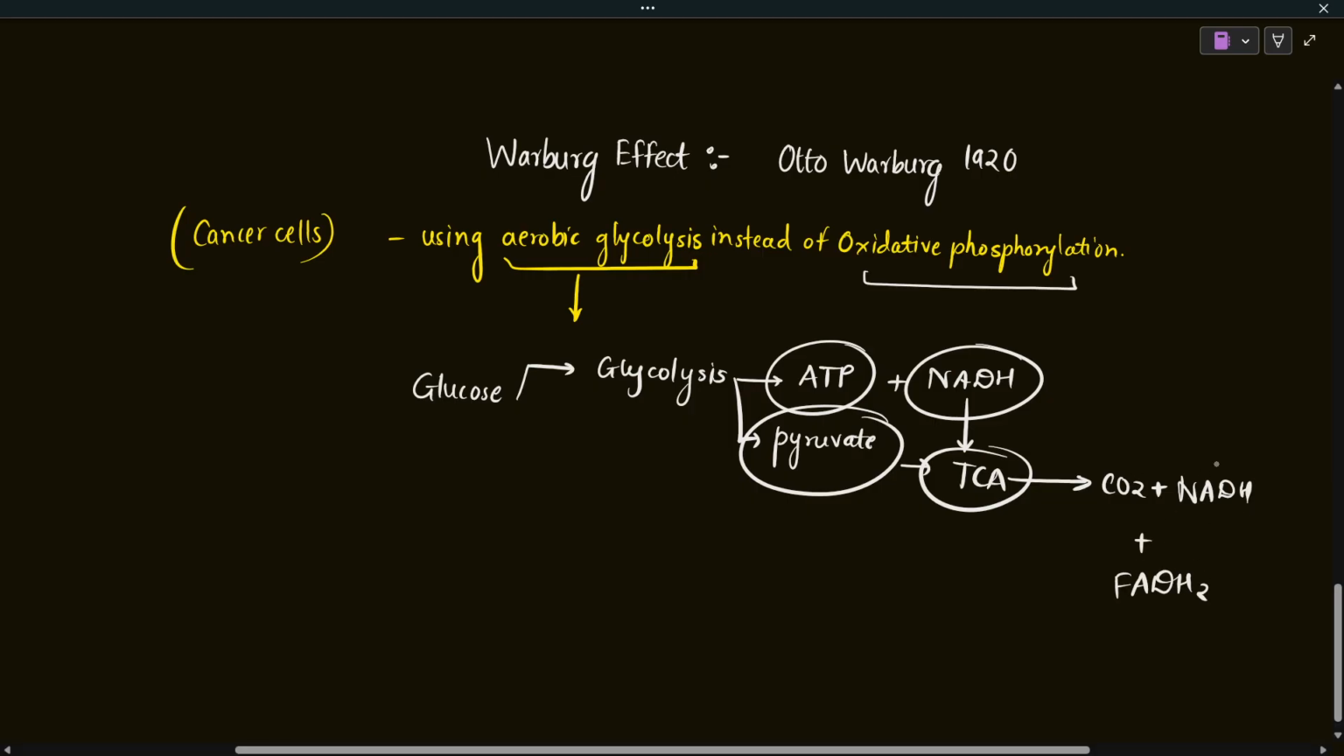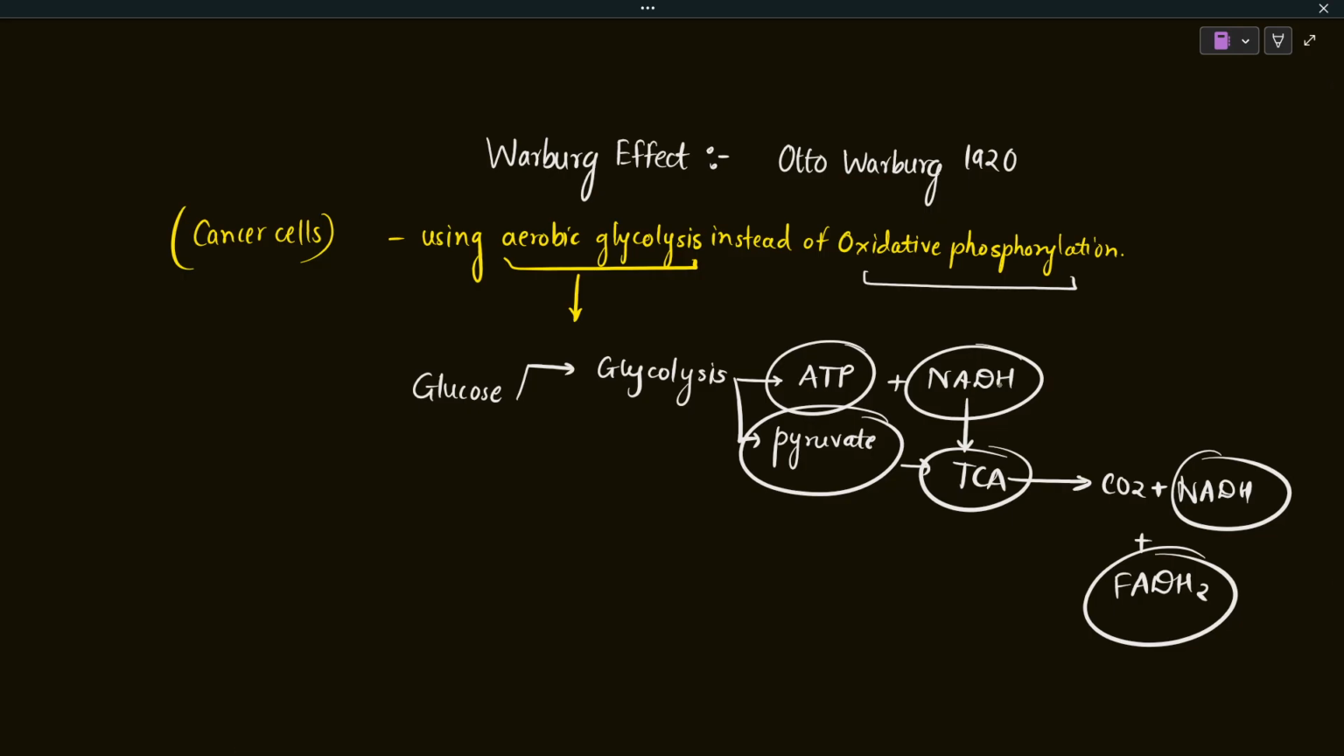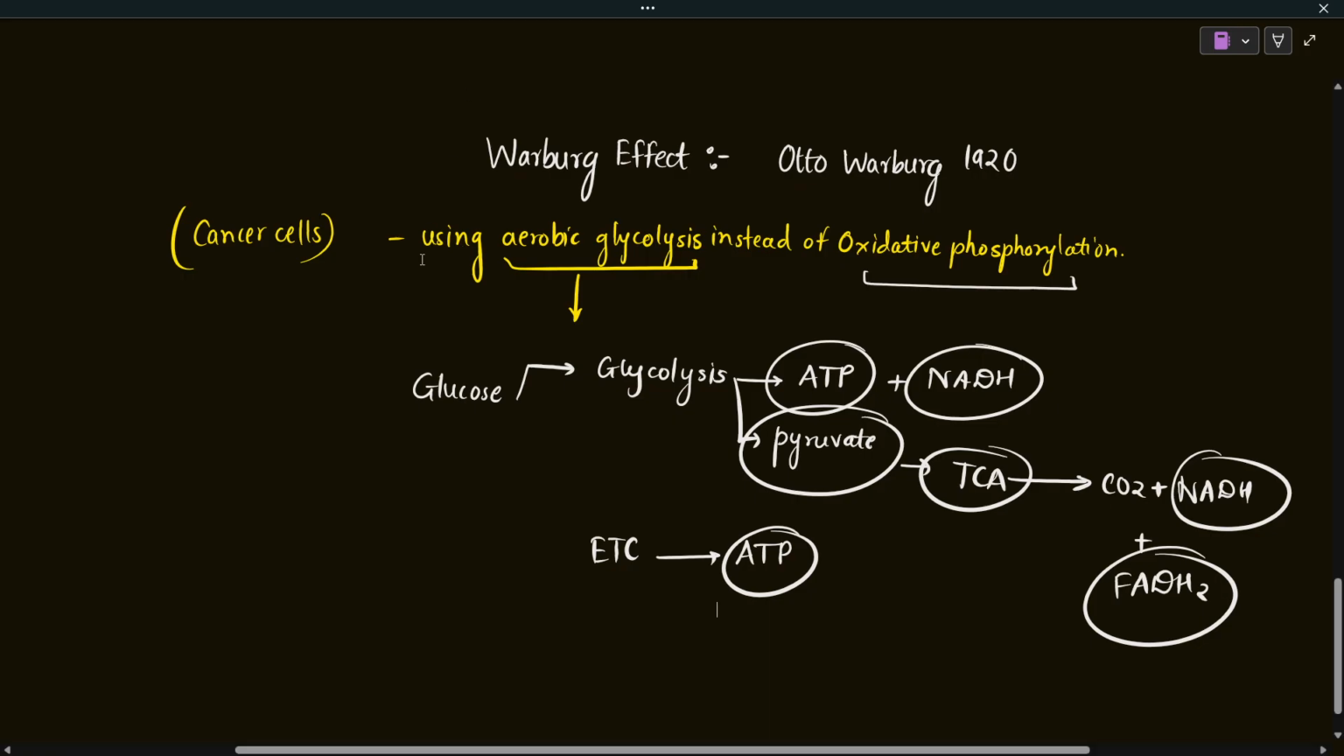The NADH from glycolysis doesn't enter the TCA cycle; the pyruvate enters the TCA cycle. The NADH and FADH2 produced in the TCA cycle, and the NADH produced in glycolysis, all of them enter the electron transport chain in the mitochondria to do the ATP synthesis. So this produces ATP. Let me draw it in a better way.